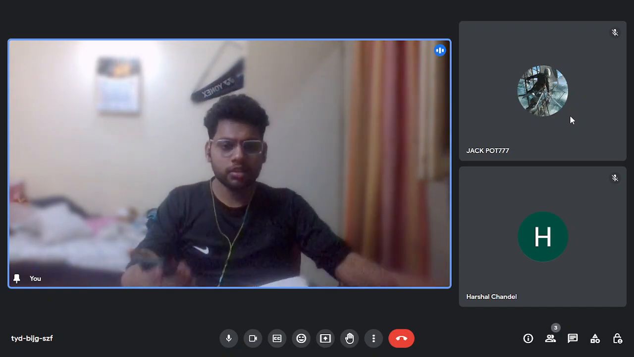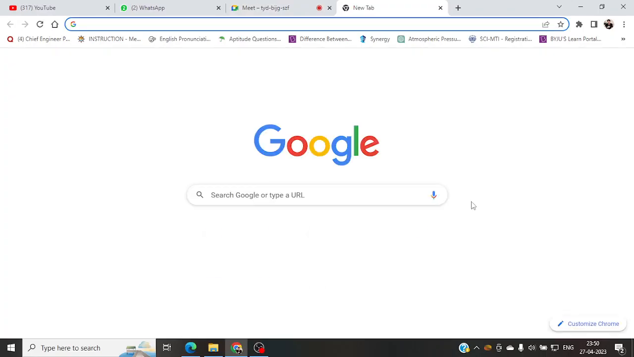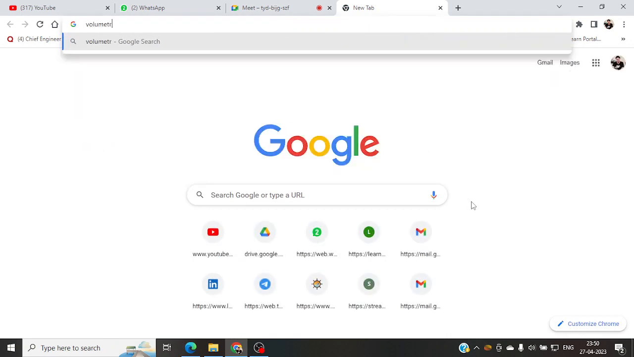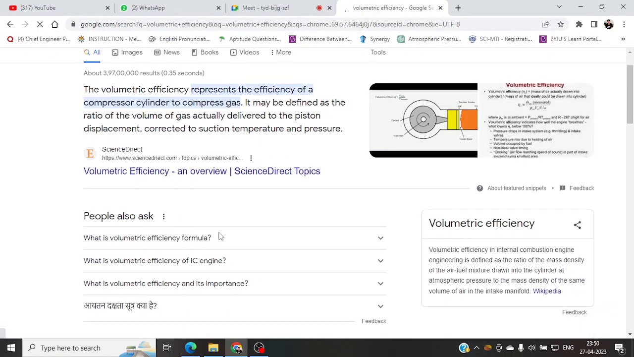Oh shit, why is the net not working? Let me search on volumetric efficiency, the representation and formula.